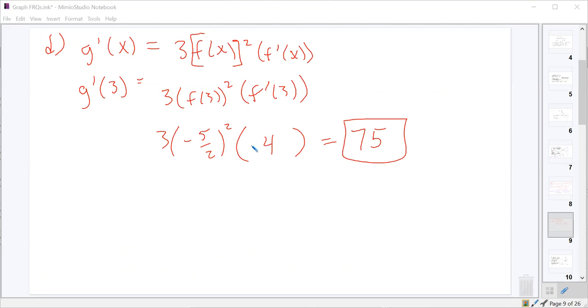They gave you 2 points if you correctly found g prime, and 1 point if you correctly got 75 as your final answer. Any questions or issues on that one? Any questions on that? Everyone good? All right.